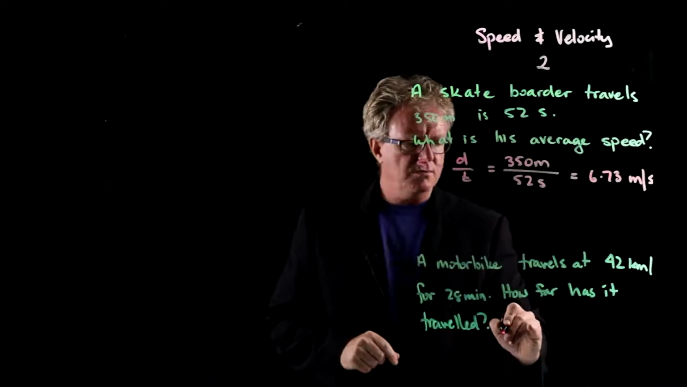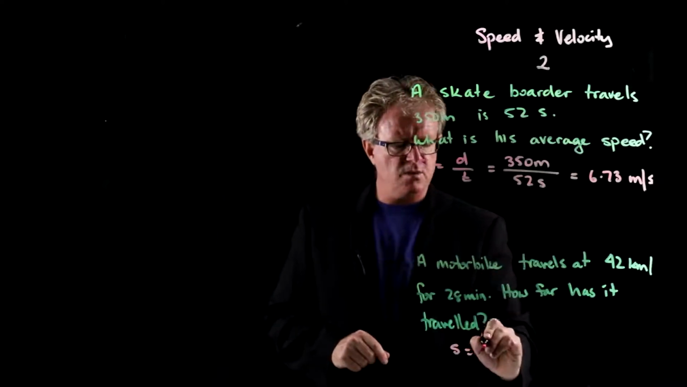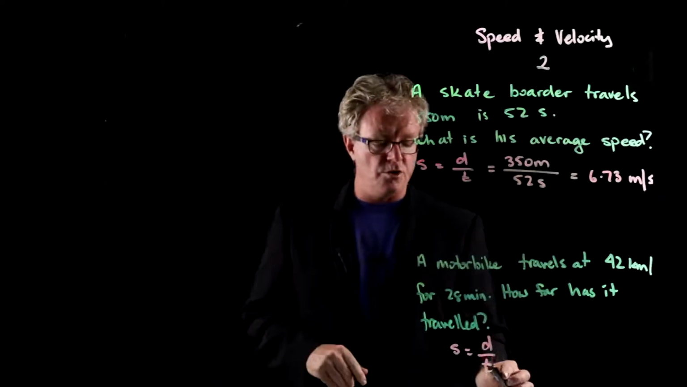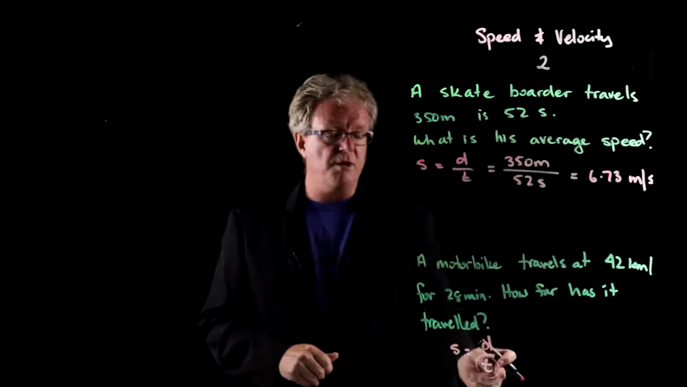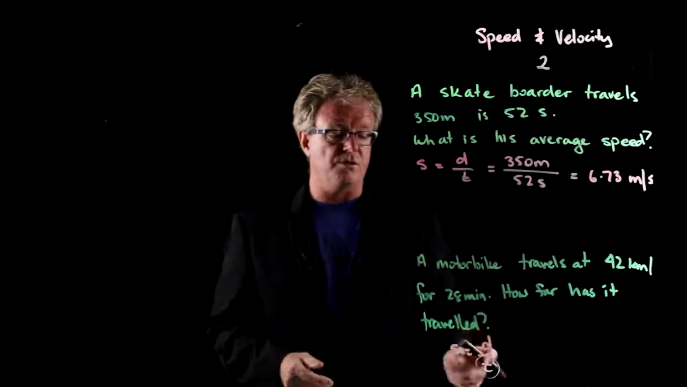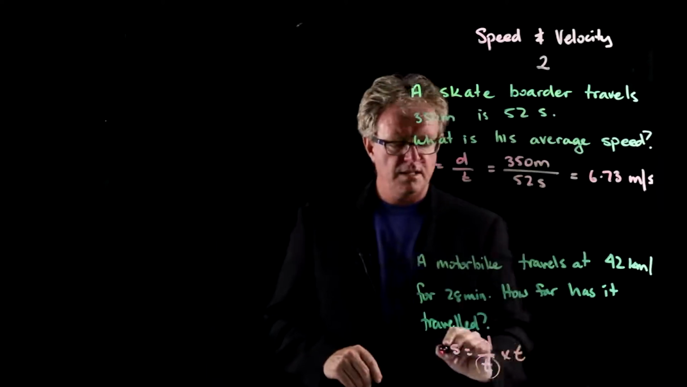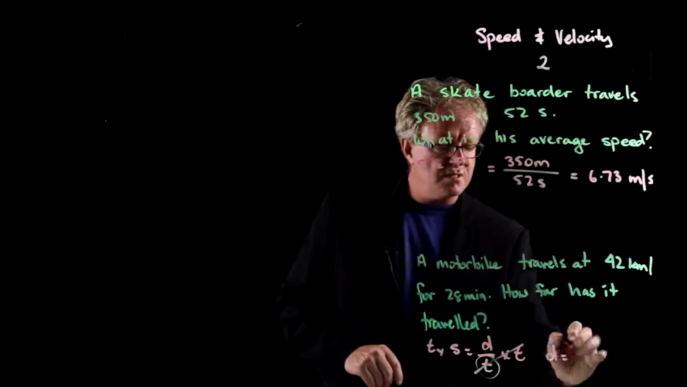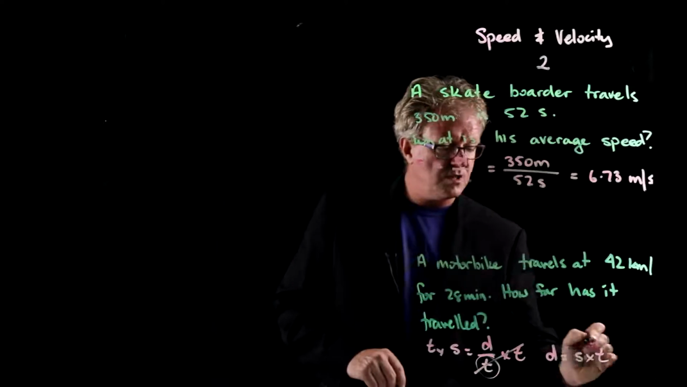Okay, well, let's write our formula here. Speed is equal to distance divided by time. How far has it traveled? So the distance is the unknown here, so we want to make distance the subject of the equation. So d divided by t. Since the last step was divide by, we times both sides by t. They cancel out. So the distance, that is how far, is equal to speed times time.